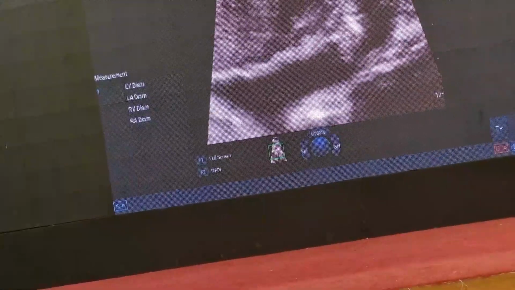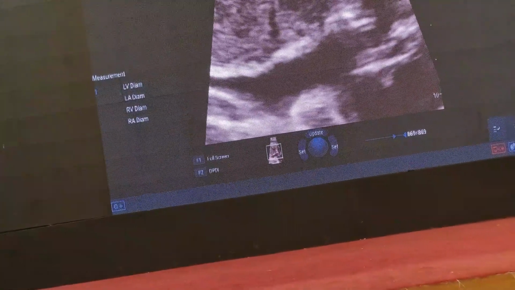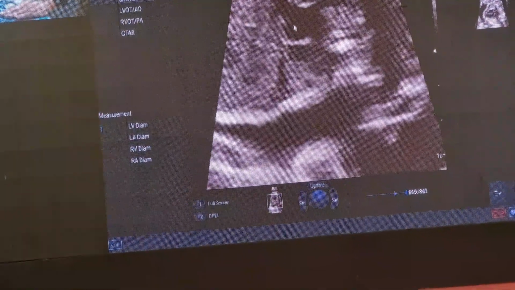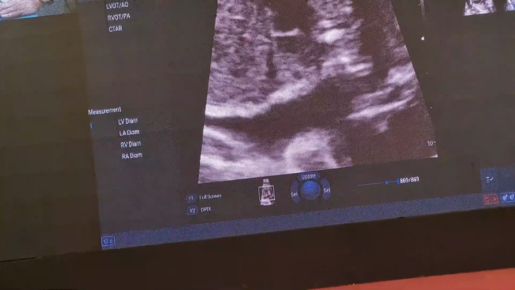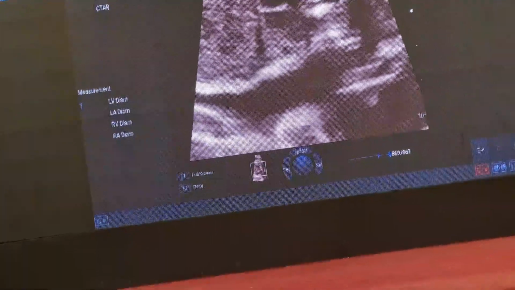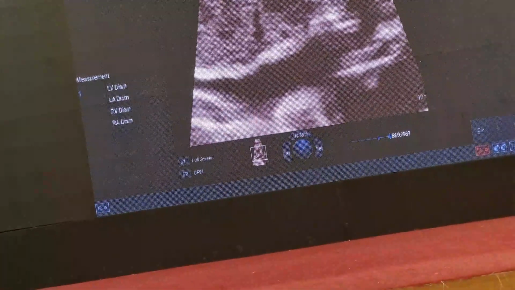This is another very important view. This is known as a hammock view. Okay. Now this hammock view tells us that the IVC is joining into the right atrium. That's the superior vena cava joining into the right atrium. And if you imagine when you sit in a garden on a hammock, right, you're sleeping in a hammock. This is known as a hammock view.